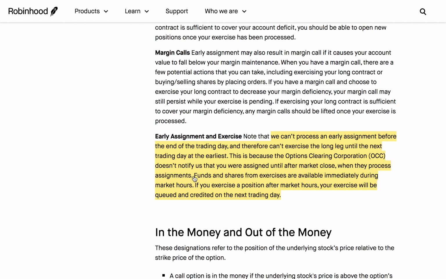So that is why you might see that you got early assigned on a short option, but your long option hasn't been exercised yet, because Robinhood can't exercise the long leg until the next trading day at the earliest. Again, that's because the OCC doesn't notify them that you were assigned until after the market closes. Funds and shares from exercises are available immediately during market hours. If you exercise a position after market hours, your exercise will be queued and credited on the next trading day.